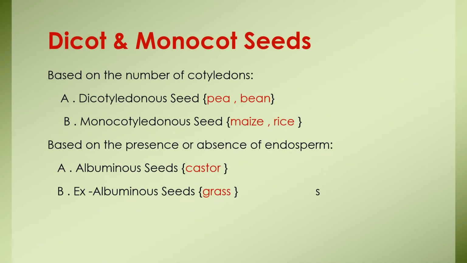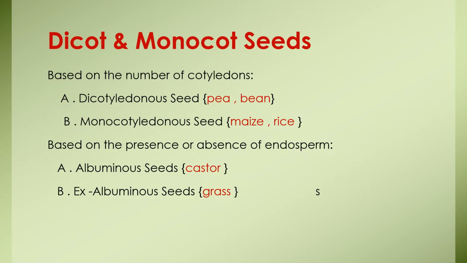Monocot and dicot seeds. Based on the number of cotyledons, seeds are either dicot or monocot seeds. Dicot seeds contain two cotyledons, for example, pea, bean, and monocot seeds contain only one cotyledon, for example, maize, rice, and wheat. Now, based on the presence or absence of endosperm, they are classified as albuminous and exalbuminous.